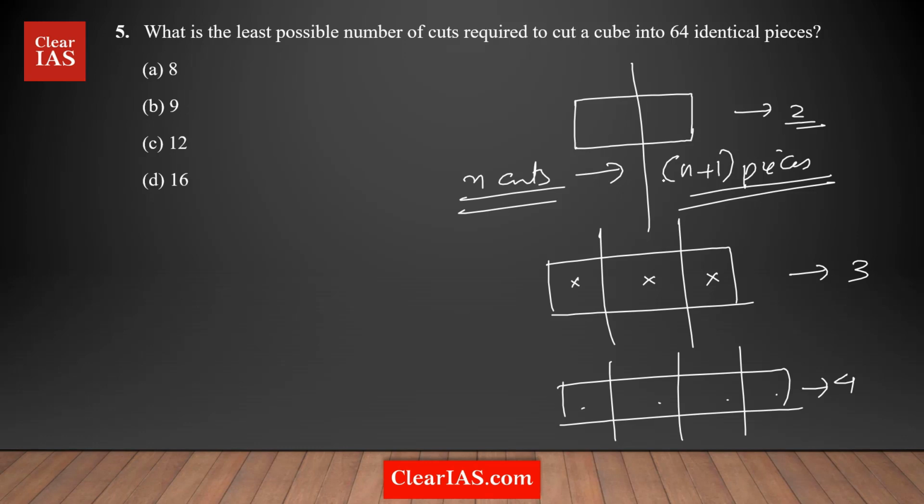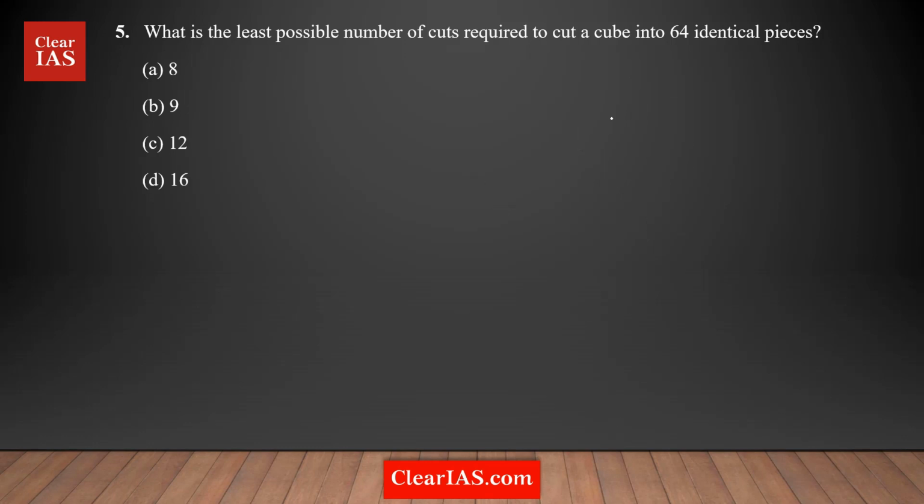I'm using this logic to get to the answer. So what you need to start with is, you need to get 64 identical pieces. That's the total number of pieces you should get at the end. First thing is, you need to break it down into a product of 3 numbers, which is nothing but 4 cube. 64 is 4 cube, right? So it's 4 times 4 times 4. That means along the length there should be 4 pieces, along the breadth 4 pieces, and along the height 4 pieces. So in total, you will be getting 64 pieces. So let's start with that.